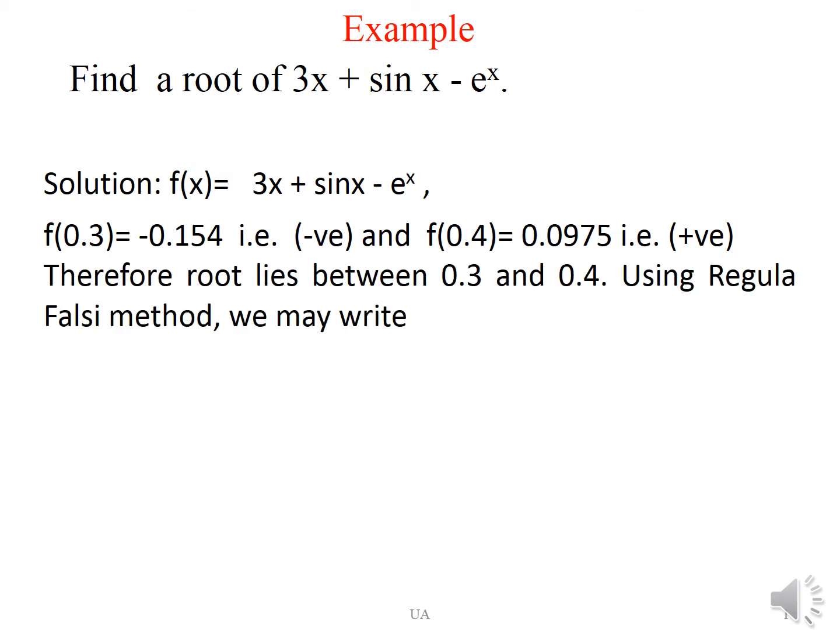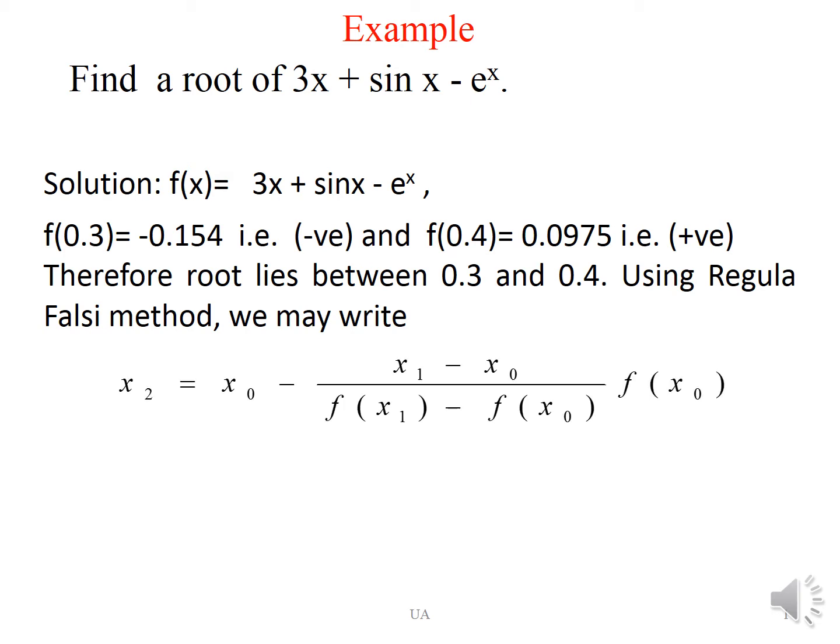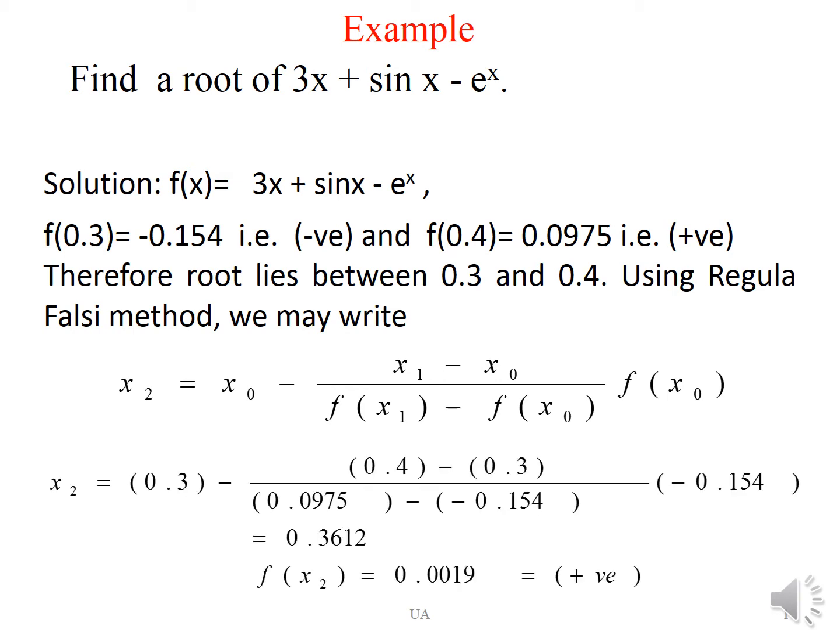Now we apply the Regula Falsi method to calculate the next approximated root. This is the formula. Here x2 is the next approximated root, x0 is 0.3, x1 is 0.4, and the function values we have calculated: f(x0) is minus 0.154 and f(x1) is 0.0975. Now we substitute all these values in the expression and calculate with the help of a calculator. So we see it gets 0.3612. So this is the new approximated root, and at this we calculate the function value.